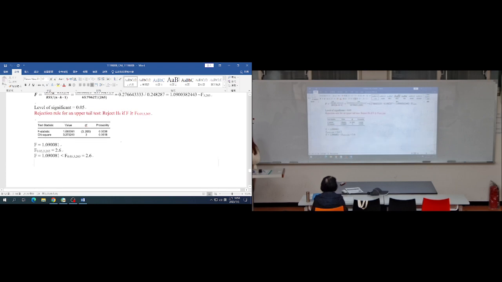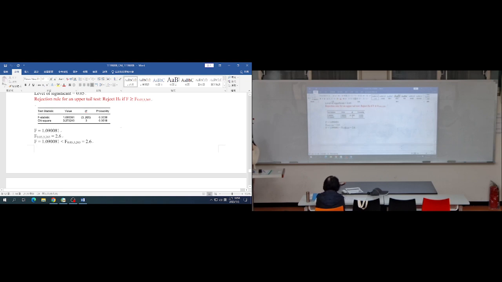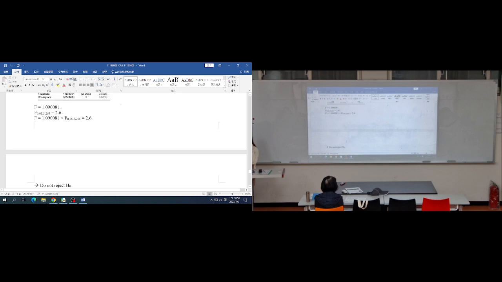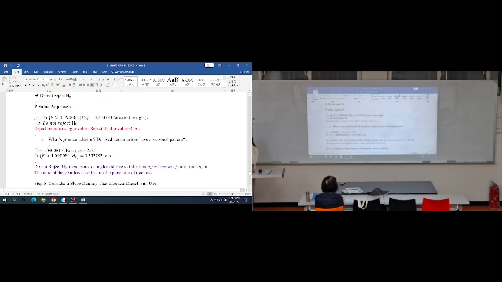I think we should just check it. Is it 2.6? Let me see the table, this 2.6, infinity something, 3 variables. Oh, you are using infinity. Okay, all right. So we do not reject, which is also the same result as the p-value approach.